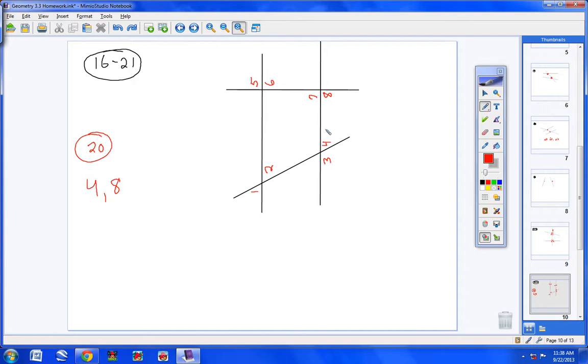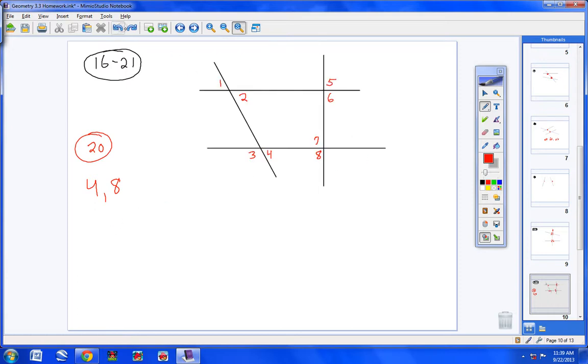So whenever two angles are on the inside, they're interior, and they're on the same side of the transversal, we call that same side interior angles, or consecutive interior angles. Whichever phrase you want to use is fine, but that would be the answer to number 20. Consecutive interior angles or same side interior angles. And then last but not least, number 21. Number 21, and we're dealing with angles 4 and 7.